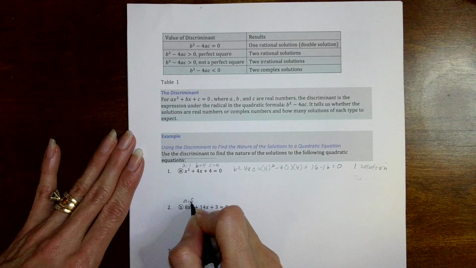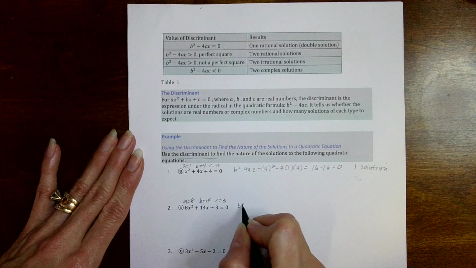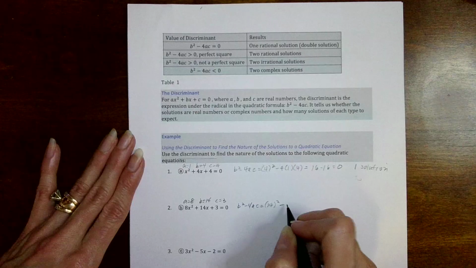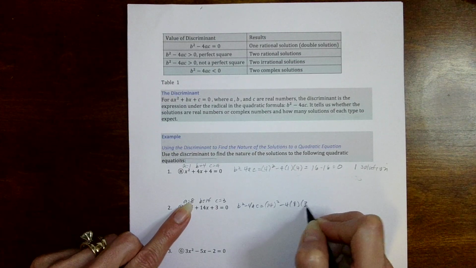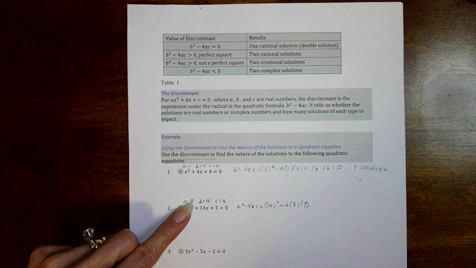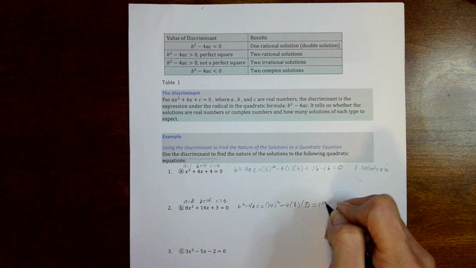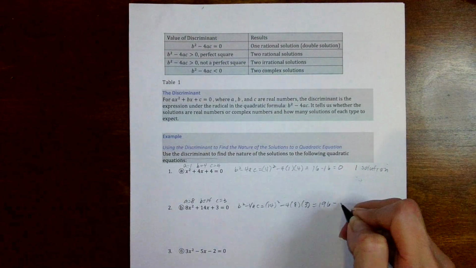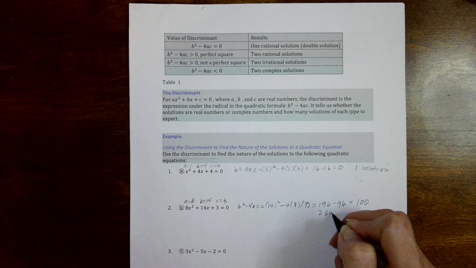Here A is 8, B is 14, and C is 3. So b squared minus 4ac would be 14 squared minus 4ac, and that would give me 196, and 4ac is 96, so that would give me 100. So I know I have two solutions.